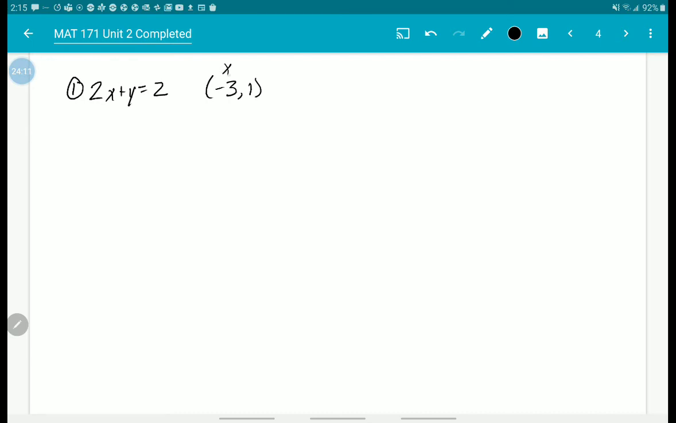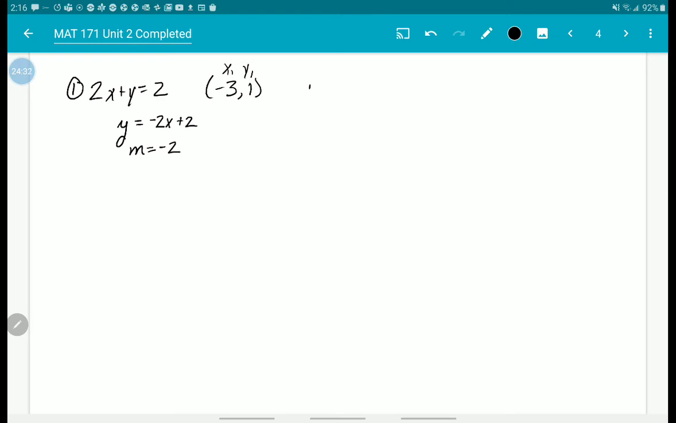So this gives us an x1 and a y1. We also need a slope. So let's find the slope. To find the slope, we're going to move that 2x to the other side. We want to get y by itself so it's in slope-intercept form. So if we look at this, our slope is -2.